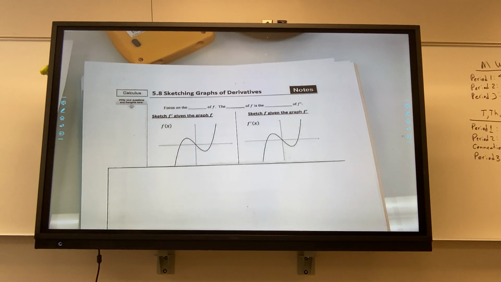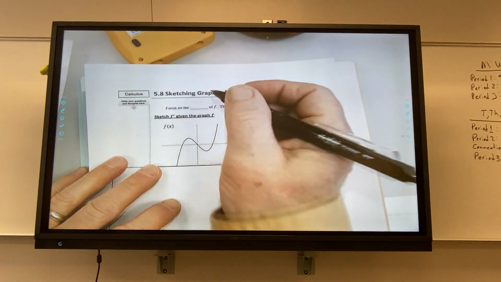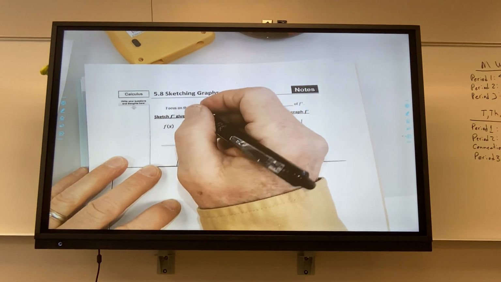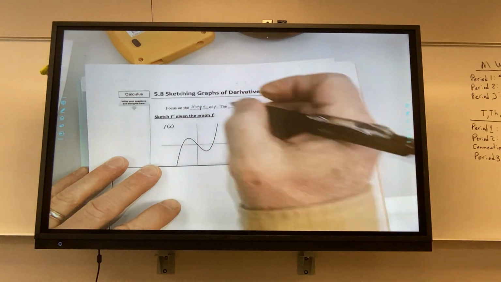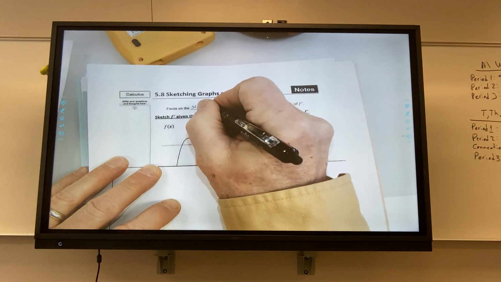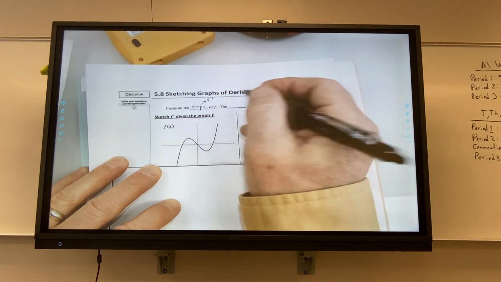So what we're going to do is you'll be given a graph and you will be told, hey, this is F. Draw its derivative. You'll be given the derivative and go backwards and have to draw F, okay? So we're gonna do some of that practice. And we're gonna give you some hints here. The first one is focus on the slope of F. Now the slope is F prime, the derivative.